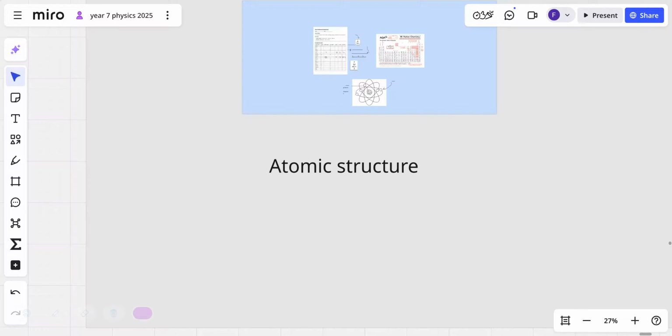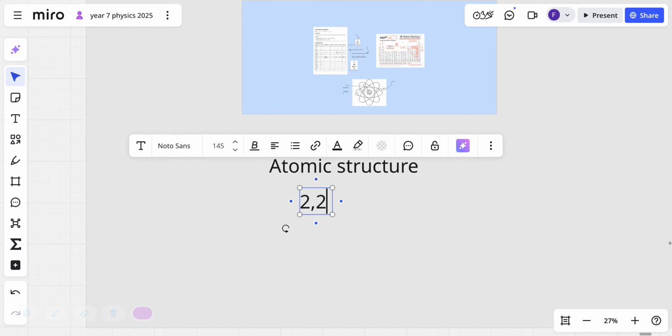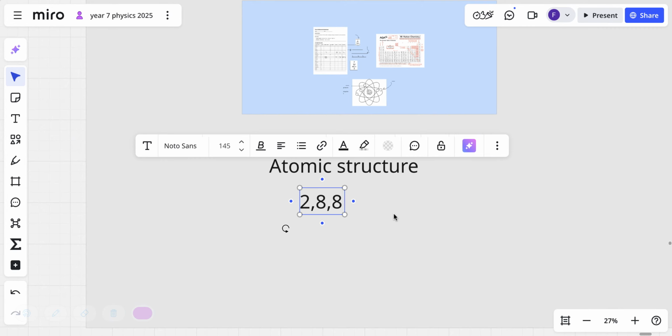So before we start atomic structure, what I'm going to talk about here is a set of numbers. And you must remember them. They're not really hard. And this is all about electronic configuration. And the numbers you need to remember are 2, 8, 8, and 8.